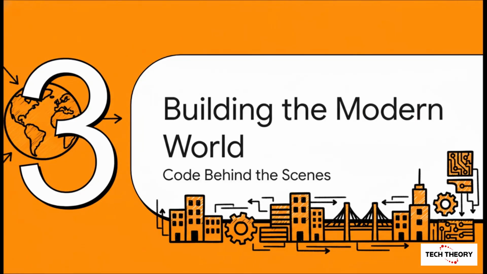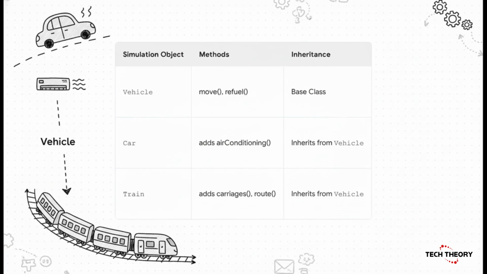So we've seen OOP organizing our digital lives, everything from gaming to finance. But what about the physical world? Let's zoom out even further and look at how this same exact blueprint helps us build and simulate the complex systems that are all around us. Think about complex simulations for things like city traffic flow or flight patterns. They use OOP to model the real world.